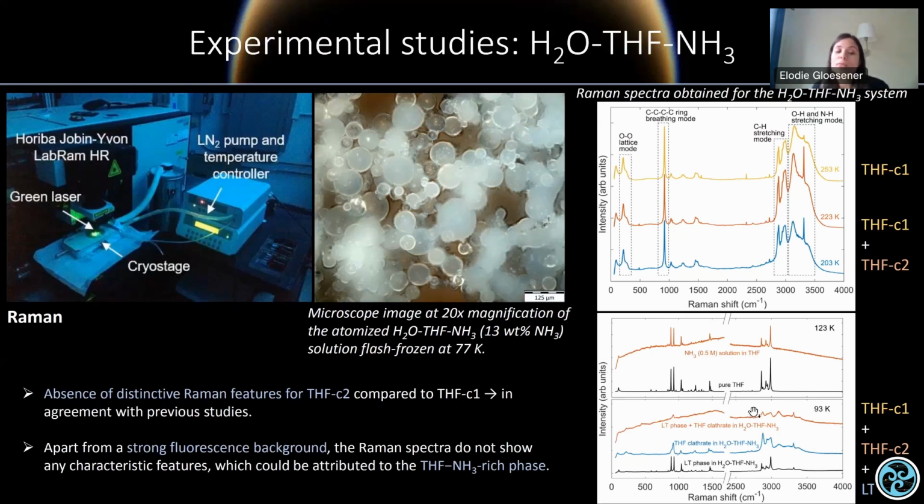Apart from a strong fluorescence background, the Raman spectra didn't show any characteristic features that could be attributed to this novel phase. Nevertheless, we also observed fluorescence in a mixture of ammonia and THF here. And so this supports the hypothesis that this low temperature phase is formed by a mixture of THF and ammonia.